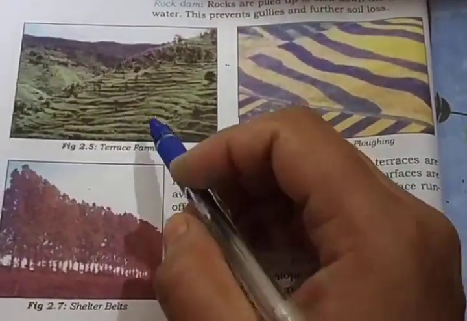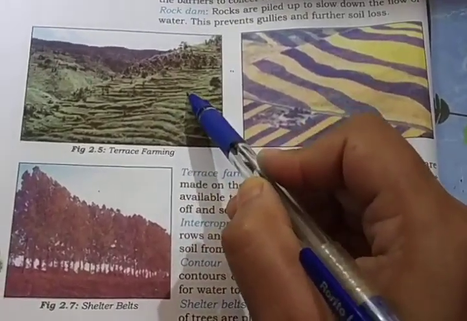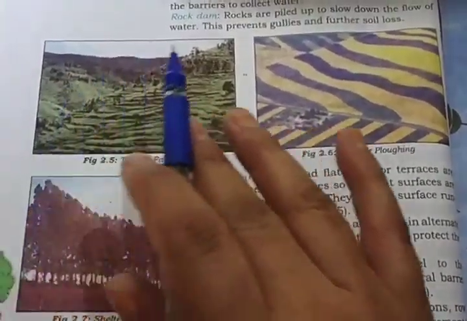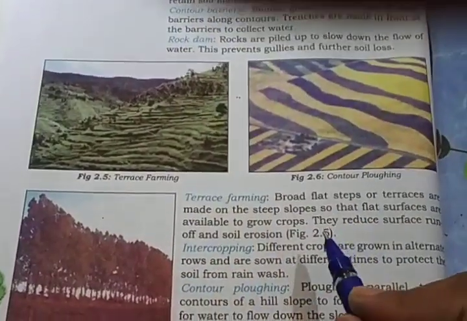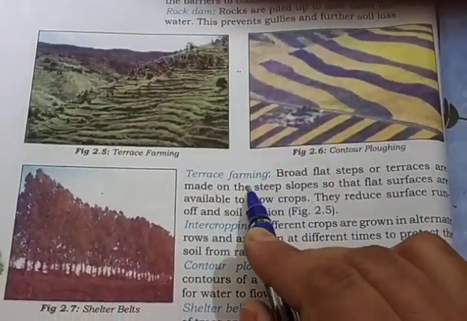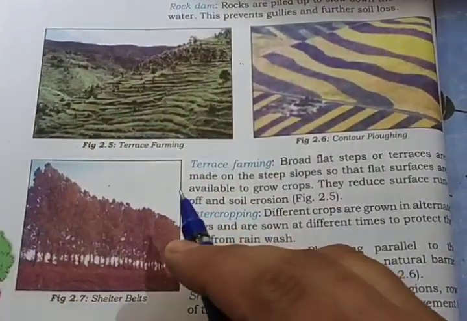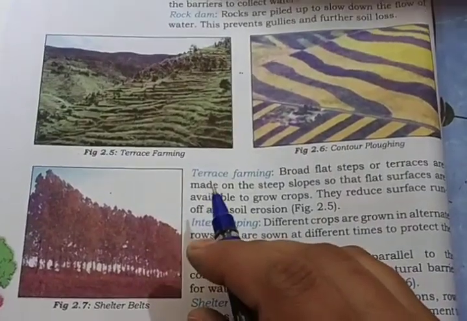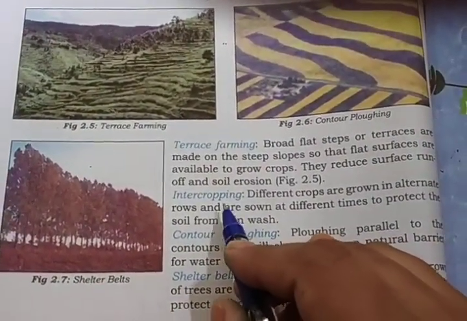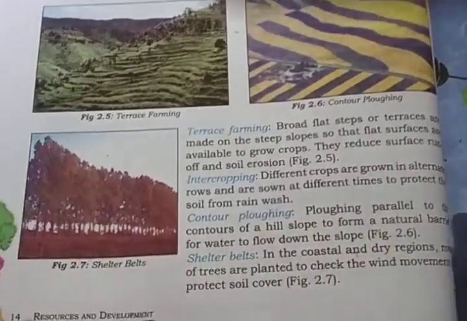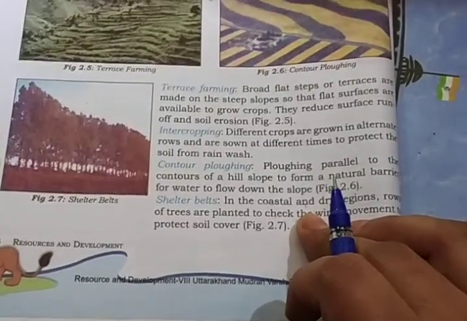Terrace farming: in this picture you can see that this is the common practice in mountain parts and hilly areas where farming cannot be done as in a plain area. So stair-wise farming is done there. This is called terrace farming. So in terrace farming the soil cannot be easily eroded. Then intercropping means crops are sown in alternate rows and at different times to protect the soil from rainwash.